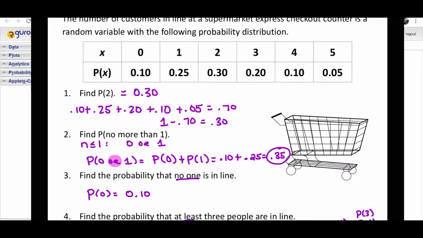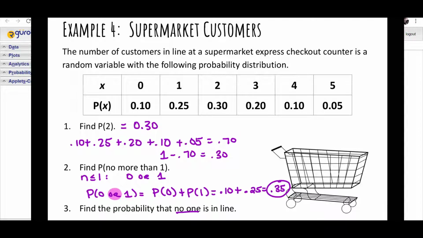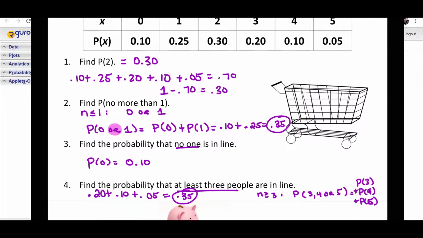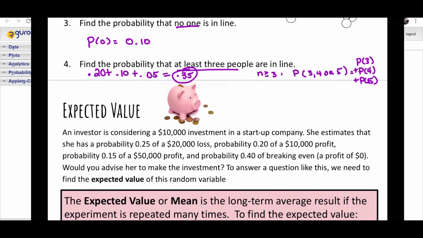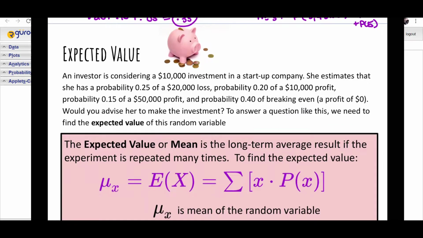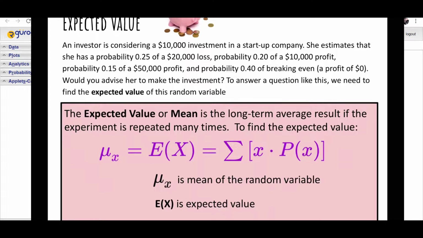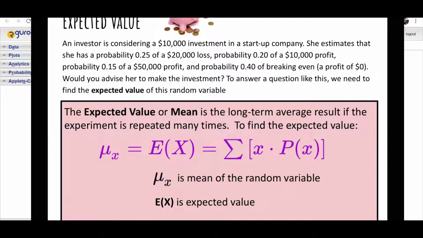That's how you can use probability distribution to answer some probability questions and just be prepared for those inequality type wordings. All right. So let's go into expected value.